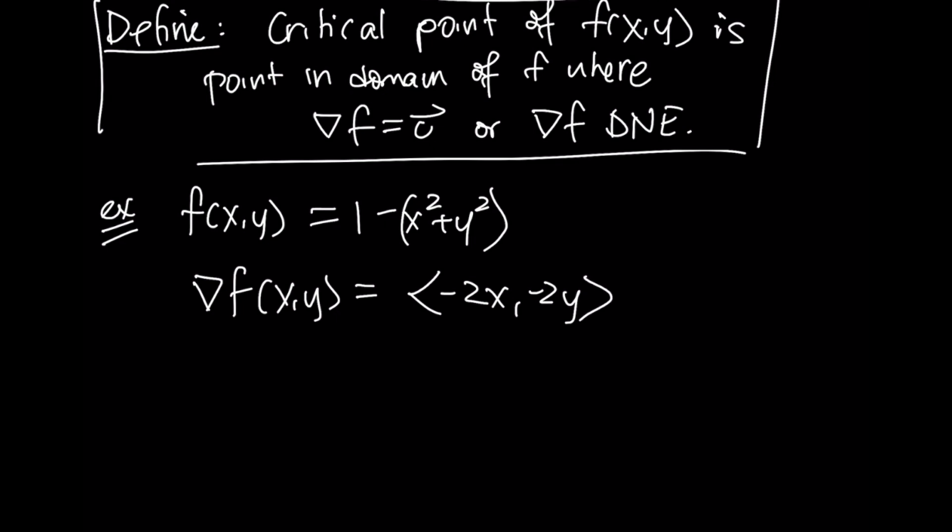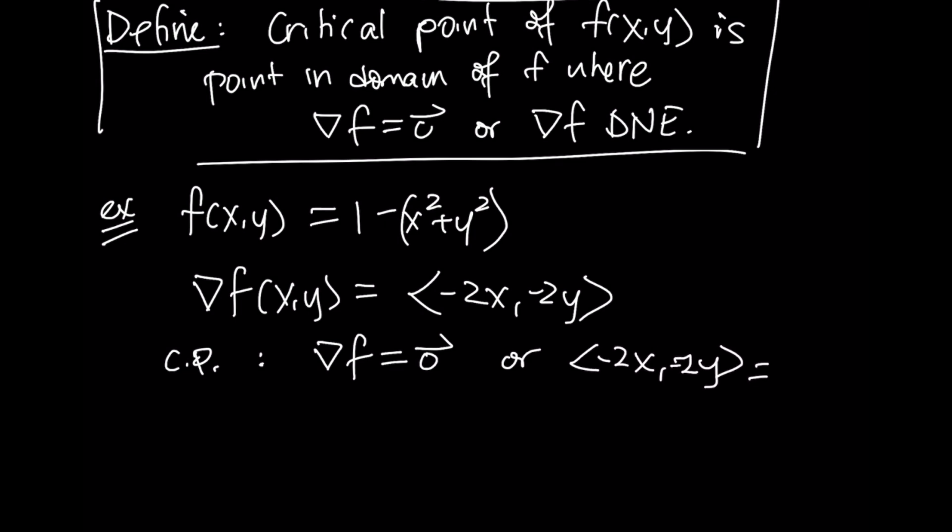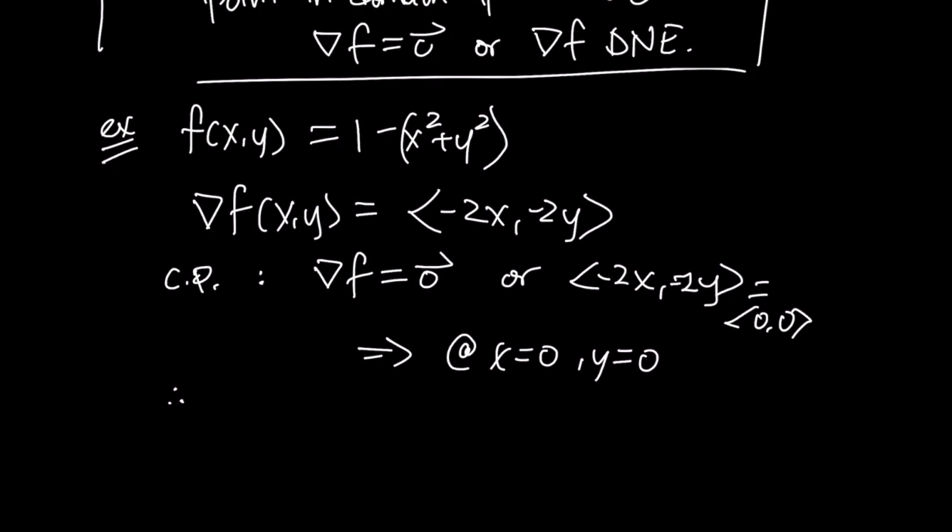This gradient vector will always exist, so the only critical point of this function is when the gradient is equal to the zero vector, or negative 2x, negative 2y is equal to 0, 0, and that tells you that x has to be 0 and y has to be 0 to make this happen. So that means there's only one critical point of this function at the point 0, 0.